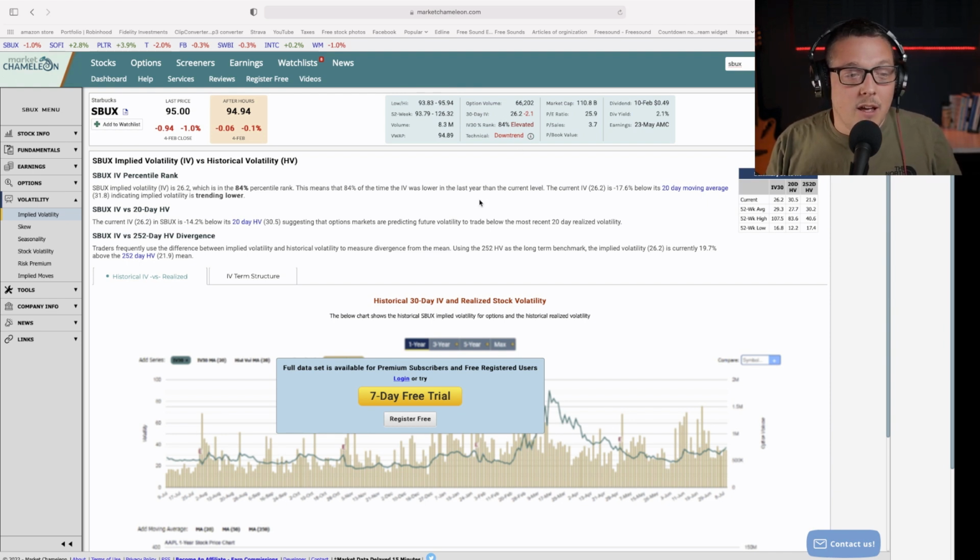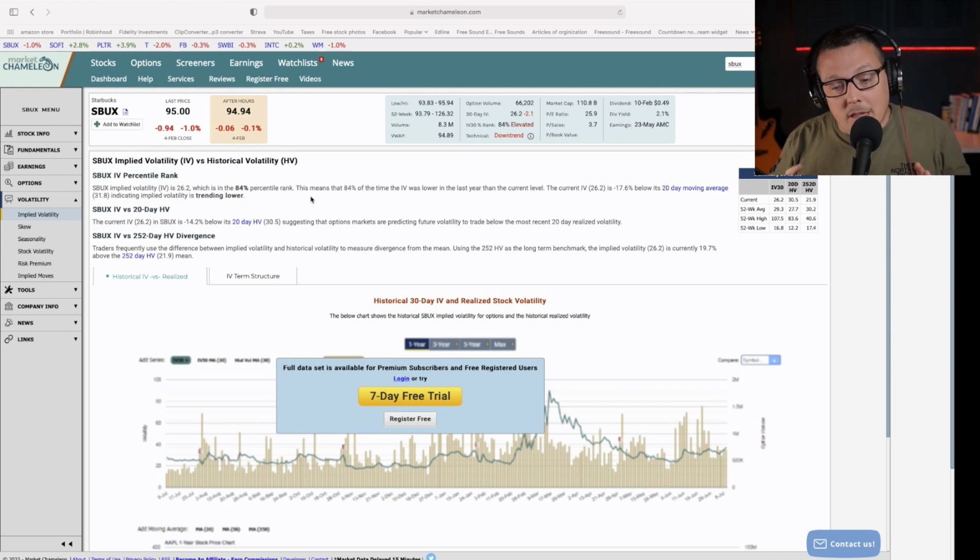All right. This rank will get you there. That's what I look at. I look at the rank. Has the IV been lower this percentage of the time? All right. So currently 84. That means it's been lower 84% of the time. That would make it high.